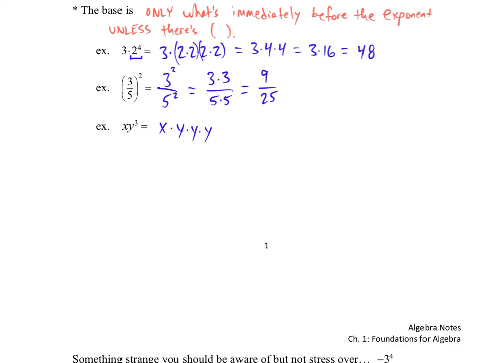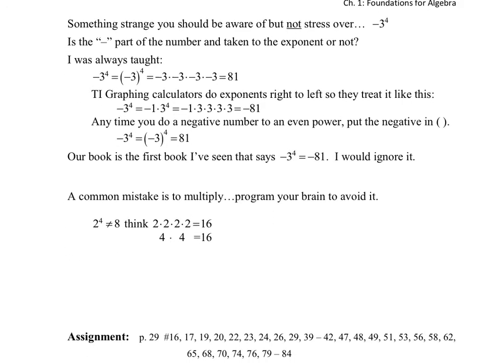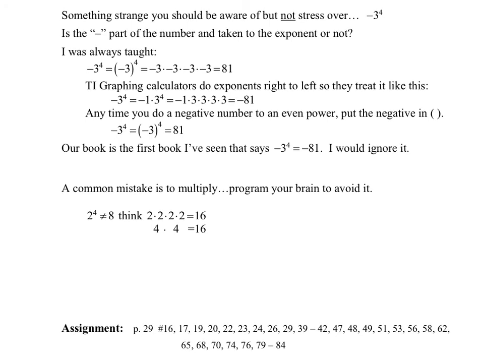Moving on to page 2. This is something I don't want you to stress about, but I want you to be aware of. If you're using a different book, this may not even come up. But when you have this negative 3 to the fourth, the question is, is that negative part of the 3? Is it negative 3 to the fourth, or is it negative of 3 to the fourth? I was always taught that it's that first way, negative 3 to the fourth power. So negative 3 times negative 3 times negative 3 times negative 3, which gives you 81.